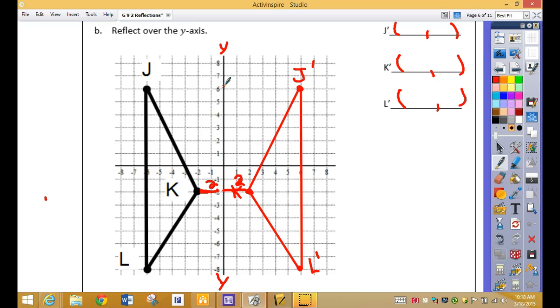What's the coordinates for J prime? 6, 6. What's K prime? What's that? Yep. And how about L prime? Yep. Next one.